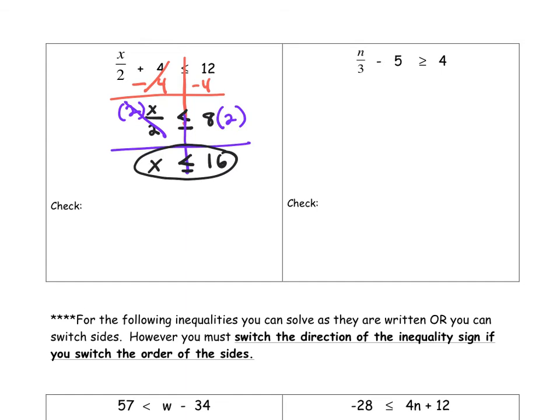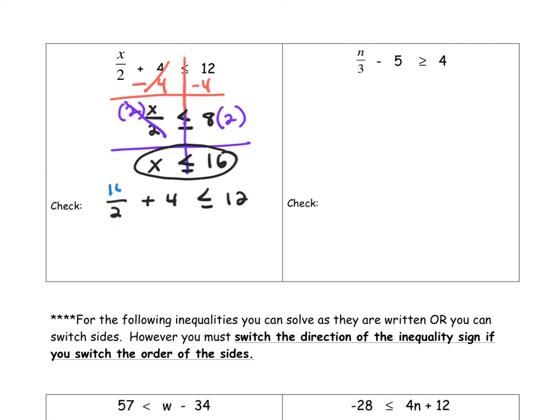Once again, when we check, I have to start with the original inequality that they give me. So I'm writing exactly what they gave me initially. Now I'm going to replace x with a number that is less than 16. Or it could be equal to 16, but that's not going to help us check the solution. I notice I'm dividing by 2, so I'm going to choose an even number. Let me erase that, and let's make it 14.